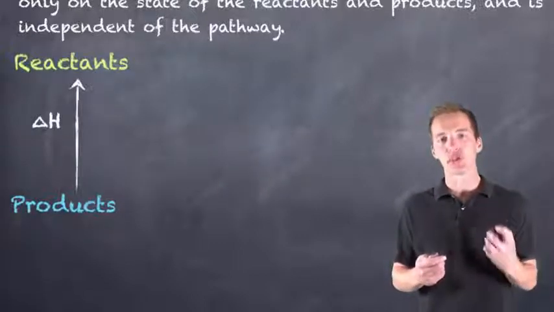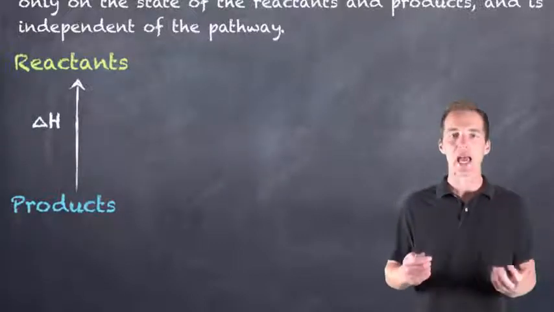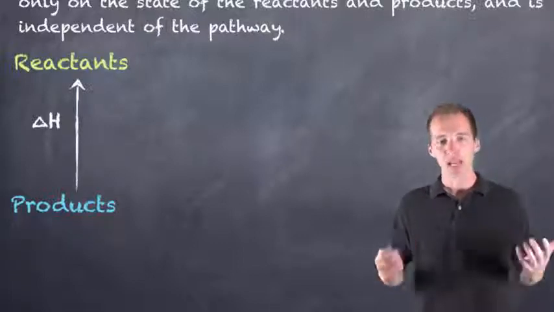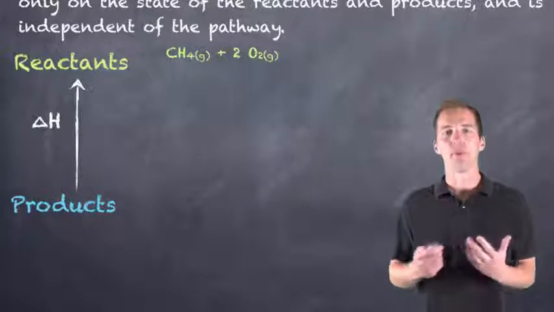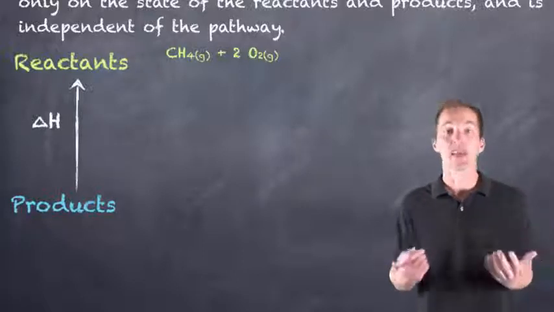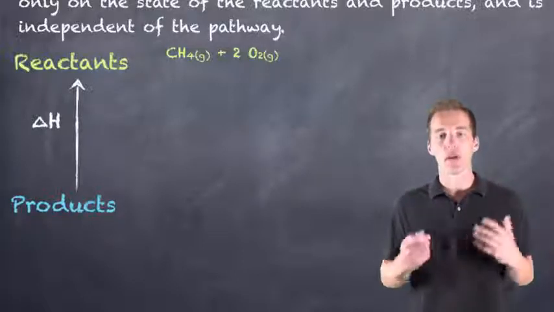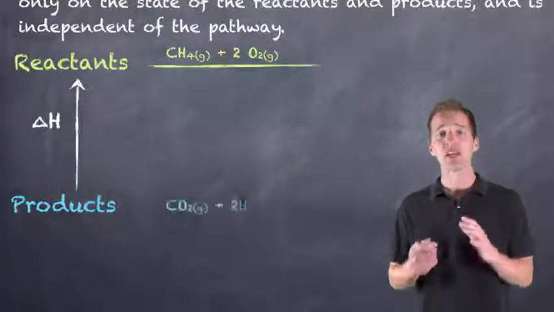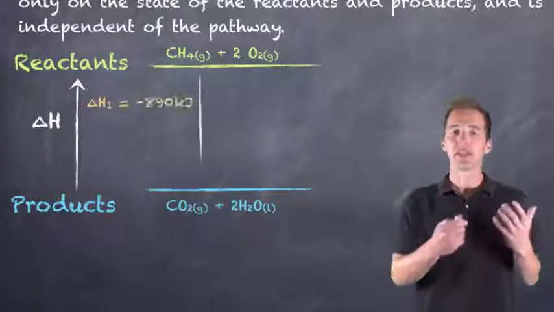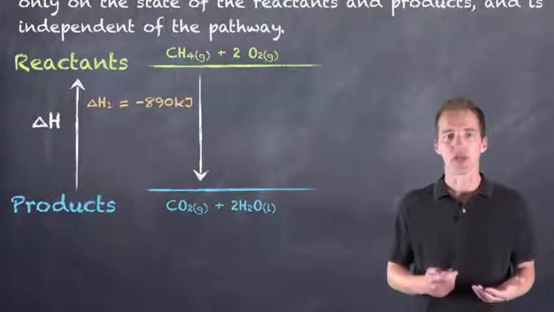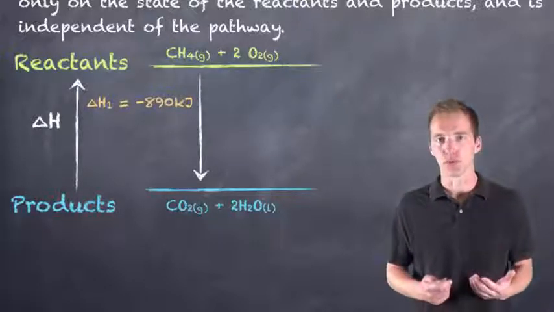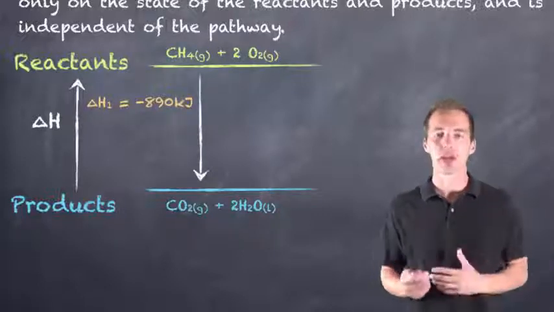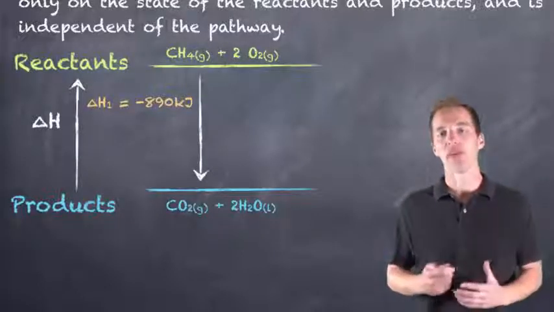Now let's take an example of what this might look like. Again, we're dealing with just the relative change between the reactants and the products and the enthalpy change between the two. So if we take, for example, the combustion of methane, CH4, in the presence of oxygen, if we just take a look at the direct path, we can see that there is an enthalpy change of 890 kilojoules. But this isn't the only way that methane can combust to form carbon dioxide and water. There are other ways to do it.